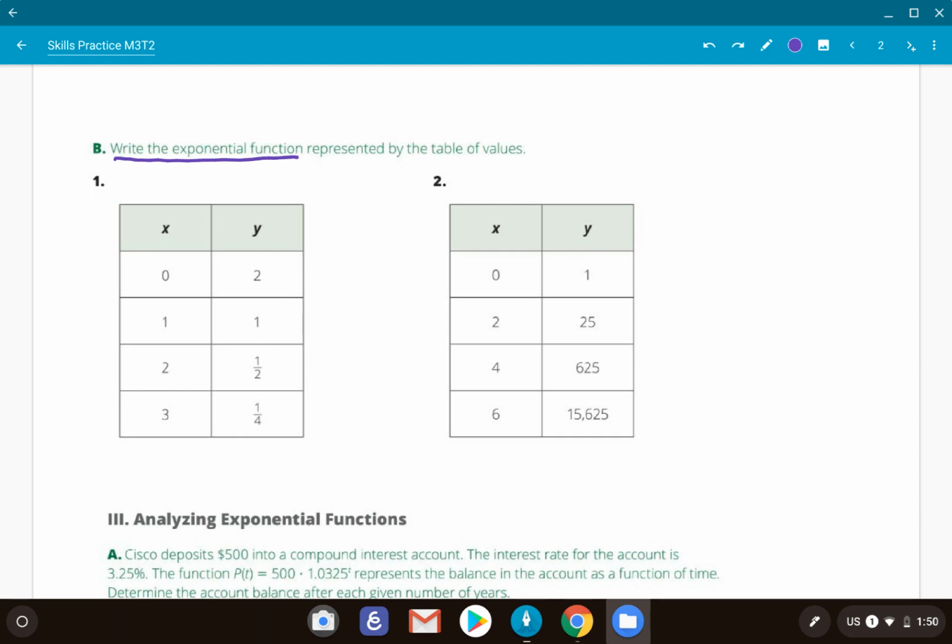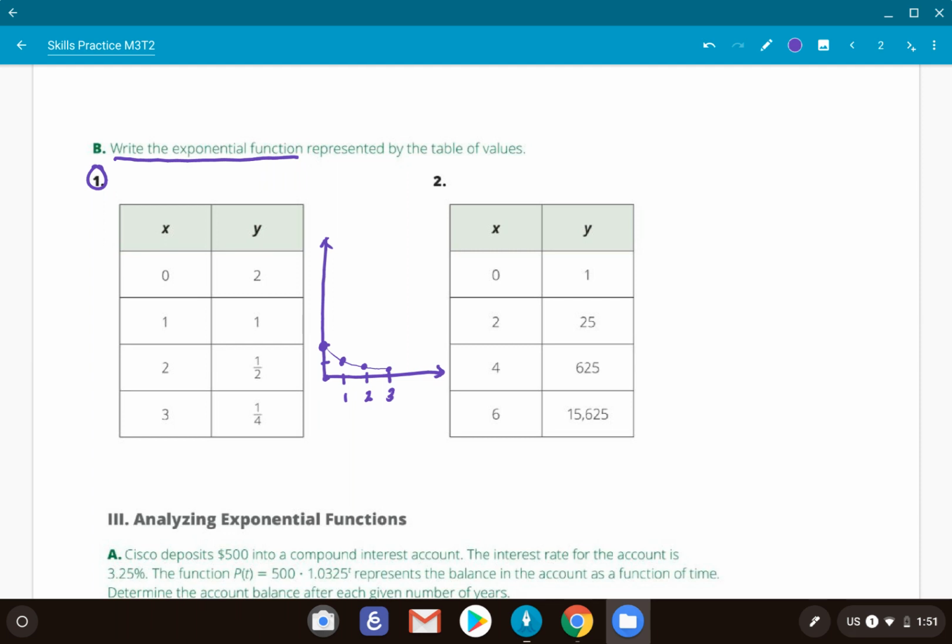We are going to be writing exponential functions given a table. So in this function on number 1, if you were to graph it, on your x-axis at 0, on the y-axis you have 2, the x-axis at 1, the y-axis you're at 1, on the x-axis you're at 2, 1/2, 3, 1/4. So you can see if you were going to continue, you have an exponential model here.